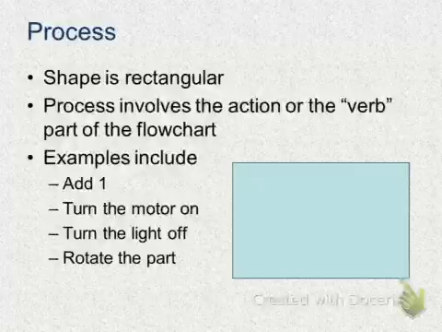A process is shaped rectangular. This is where the action verbs are going to be part of. So for example, you could add one. That's a process. Turn the motor on, turn the light off, rotate the part. All of those require some kind of an action, so you'd use a rectangle in your flowchart.